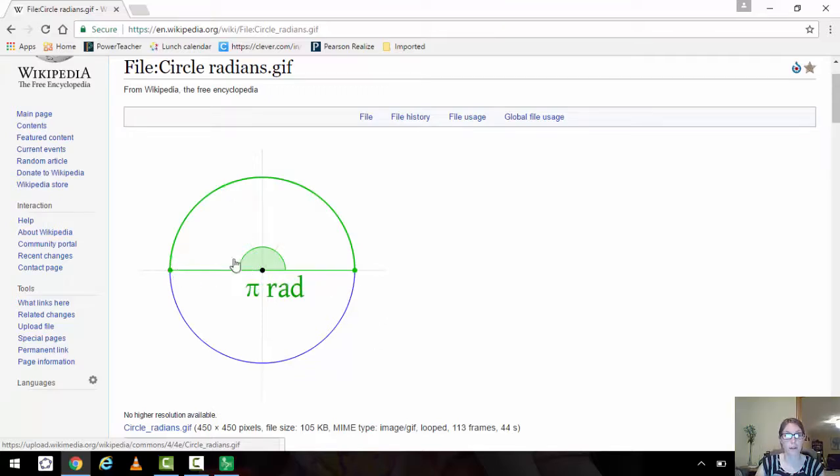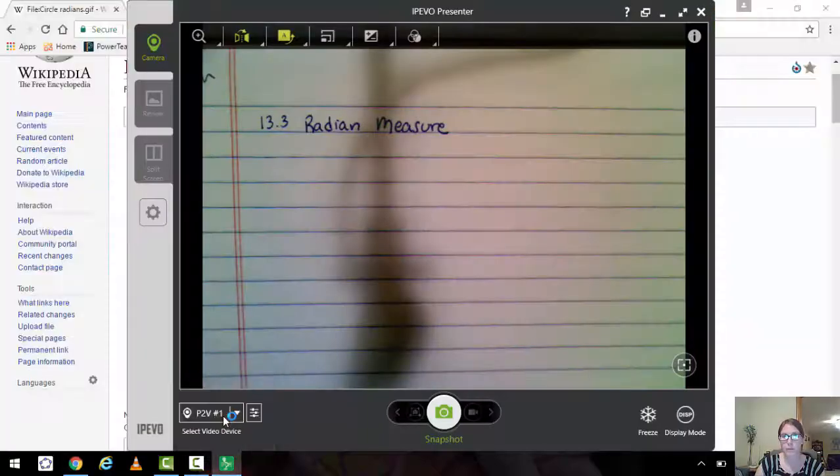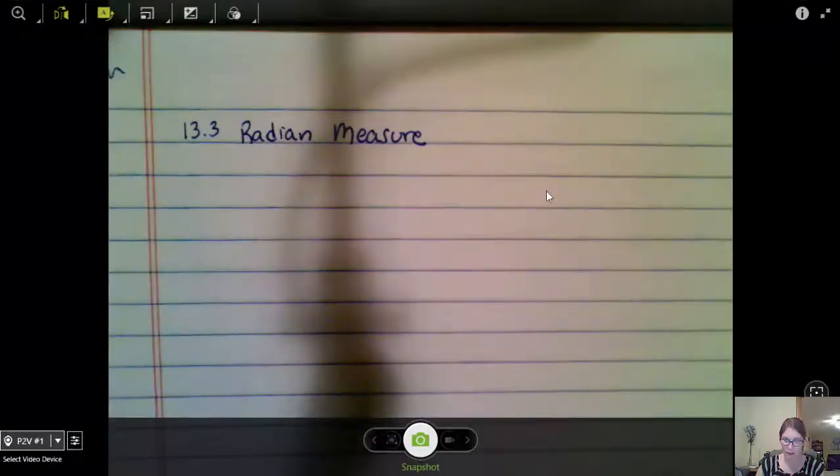Okay. So pi radians is what we think of as 180 degrees. 2 pi radians is a full circle, 360 degrees. Thinking of the unit that we know pretty well already. All right, so let's write a couple things down. First of all, what is a radian?